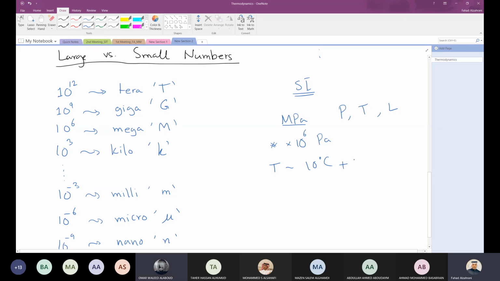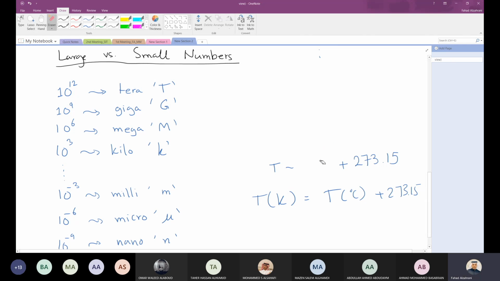Plus 273.15. Exactly. So you add the conversion factor. Okay, so the temperature in Kelvin equals temperature in degrees Celsius plus 273.15. We'll talk about temperature later. So this is the importance of unit conversion.